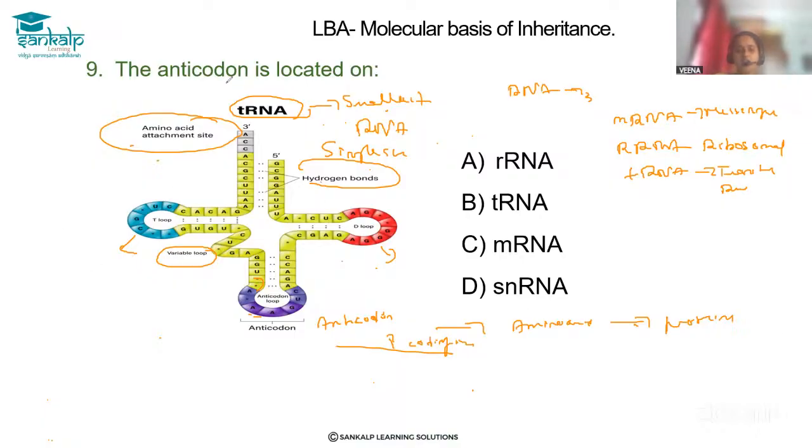So here, the anticodon is located in what? The answer is the smallest RNA, that is tRNA. So answer B is correct here.